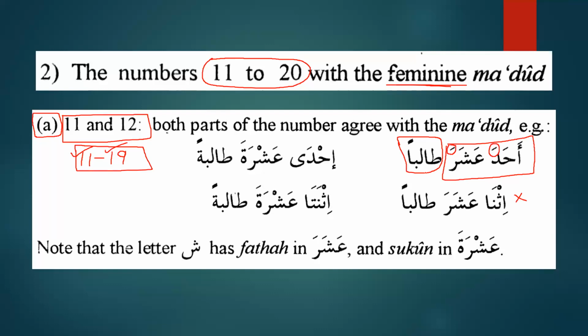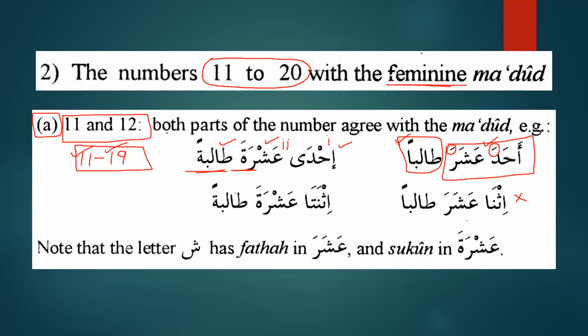So ahada ashara taliban, now we can see here 11 students. So the ma'dud is wahid, and it is masculine. Similarly, ahada is also masculine. But when we talk about the feminine, if the ma'dud is feminine, talibatan, then we have to use ihda, which is the feminine of ahada. So we will say ihda ashrata talibatan. Now we can see over here that ihda is used for feminine, ashrata is used for feminine, and talibatan is used for feminine. And we can see here that both parts of the number agree with the ma'dud. So this part and the second part have to agree with the ma'dud.